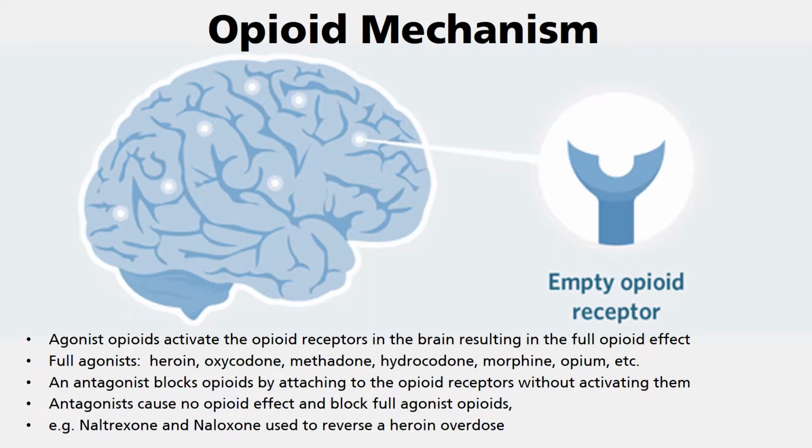We need to understand how patients become addicted to these medications in order to help them successfully treat their addiction. The opioid receptor is the main receptor involved. This receptor can be activated by agonists such as heroin, oxycodone, or hydrocodone, or can be blocked by antagonists such as naltrexone and naloxone to reverse an overdose.